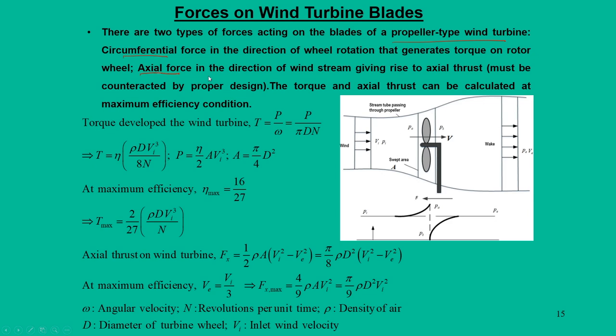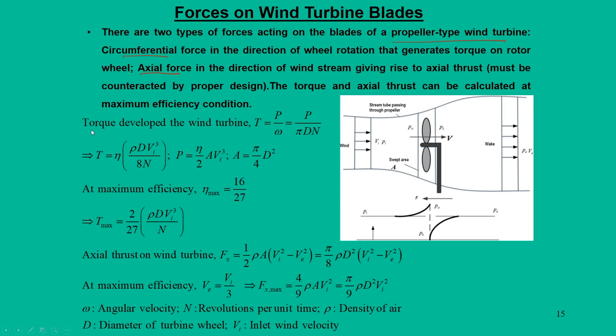This axial force does not lead to any power production; rather, our structure should withstand this axial force to harness the power from the wind. So this gives the structural stability of the wind machines, for which the axial force needs to be evaluated. Now, all this analysis we must do at the maximum point of efficiency or optimum exit velocity.